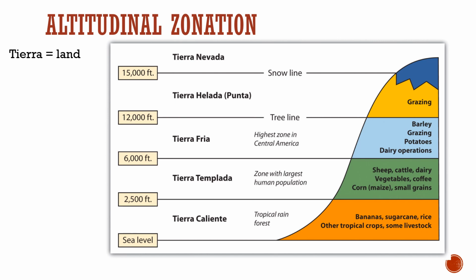Tierra refers to land. So you have the Tierra Caliente. This is kind of the sea level, the lowest elevation. So this is more of our tropical rainforest that we'll see.